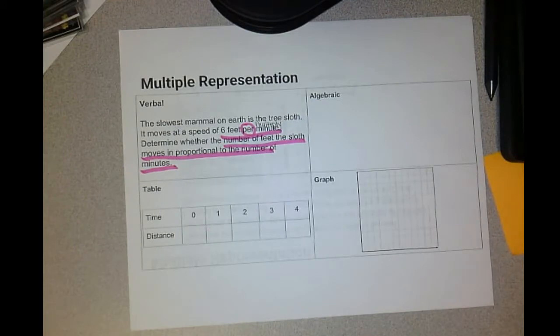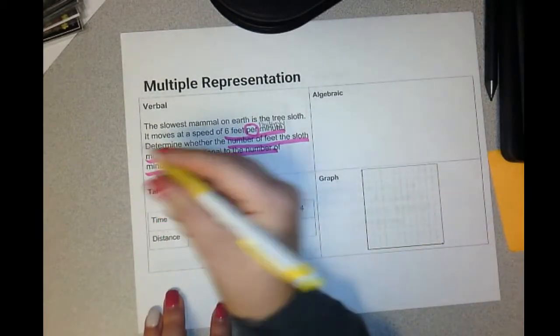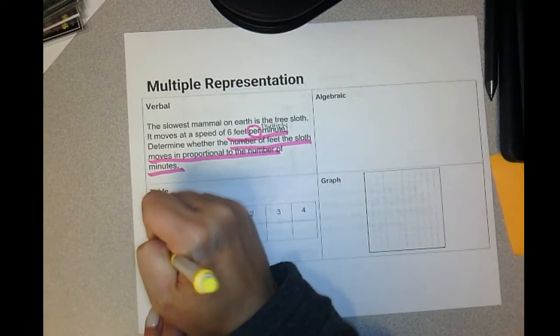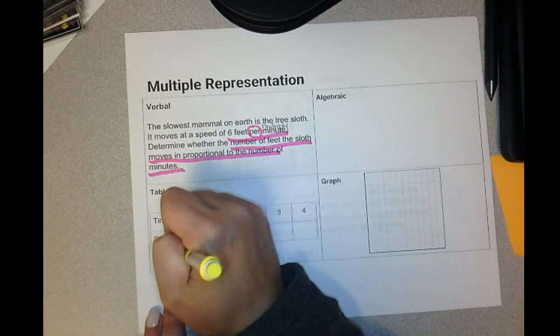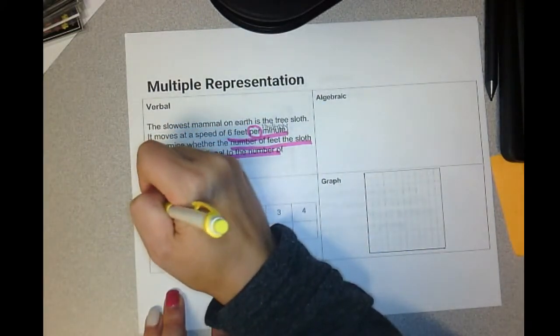We're also going to talk about the terms independent and dependent. Okay, so the number of feet is dependent on the number of minutes that the tree sloth moves. So my distance, I'm going to come down here and I'm going to put that is dependent, because it depends on the number of minutes. So my time is the independent.